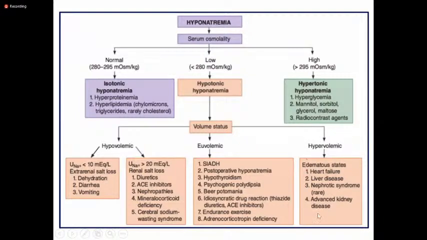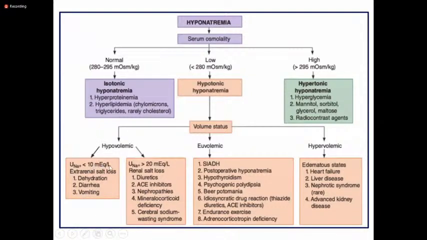It is easier to recognize patients who have heart failure, liver failure, nephrotic syndrome, or advanced kidney disease with kidney failure, since they come in fluid overloaded. So if a patient has hypotonia, has low serum osmolality, has hyponatremia, and they appear fluid overloaded, then you can comfortably classify them as having hypervolemic hyponatremia. Then hypovolemic hyponatremia is also easy to decipher.